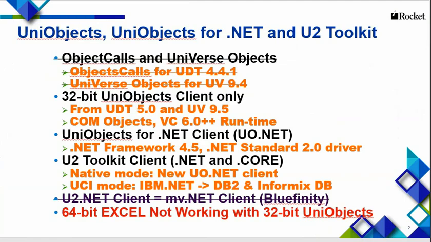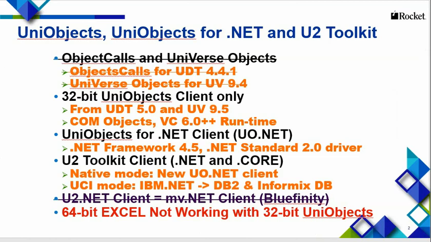First, we'd like to know what kind of UO native connection clients are provided by U2. This driver originally comes from ObjectCall or UniVerse Objects. It goes way back 25 years ago. They worked with old Unidata 4.4.1 and Universe 9.4, but we merged these two clients and it became called UniObjects client.